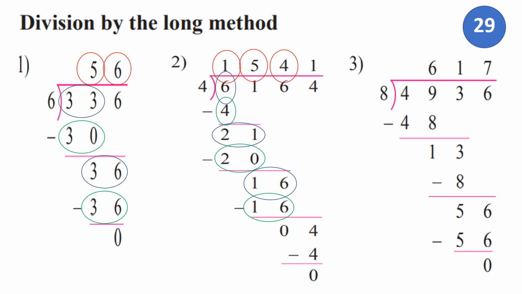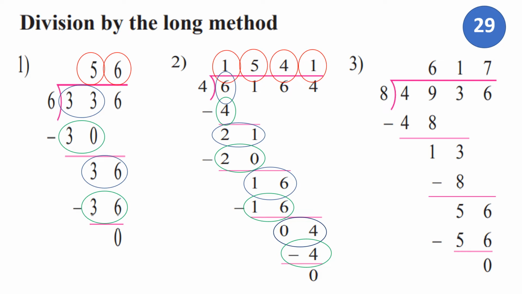16 minus 16 is 0. But it is not the last, students, because we have the next number, 4. Correct? Now 4 divided by 4 is 1. 1 times 4 is 4. Then you subtract: 4 minus 4 is 0. The remainder is 0. Your answer is 1,541. Correct, students?